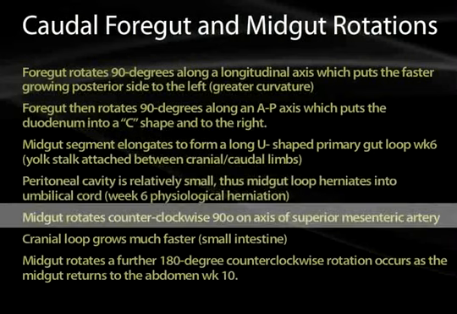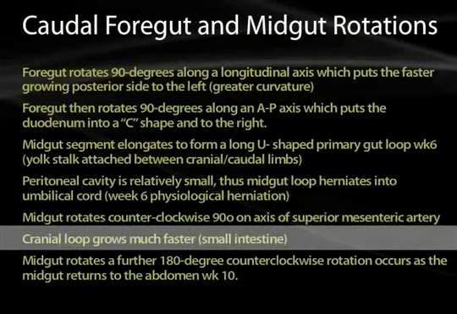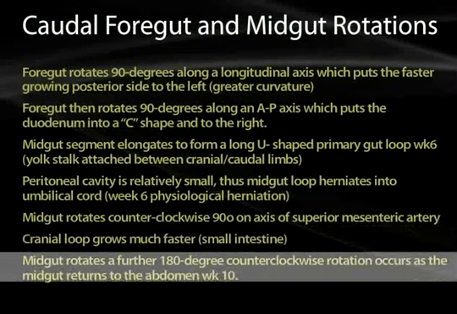And then the midgut will start to pull back after its first rotation, and the cranial loop will grow much faster as the small intestine than the caudal loop will as the large intestine. It will rotate another 180 degrees in 2 sets of 90, both of which are counterclockwise, as it pulls back into the abdomen around week 10 or 11. And then finally, that will make sure that the bowel is in its normal adult position.